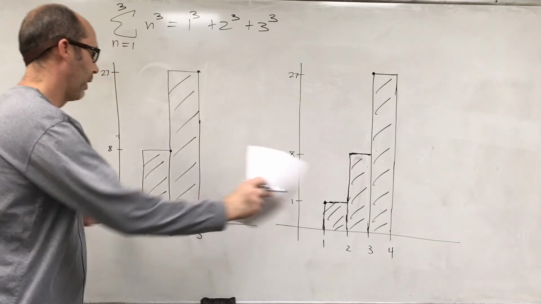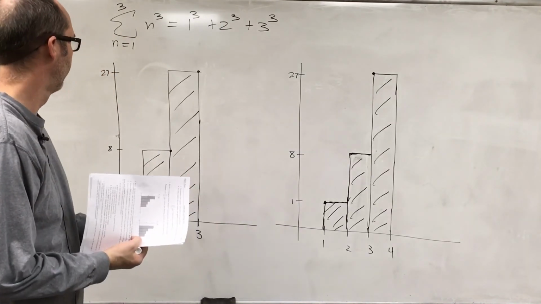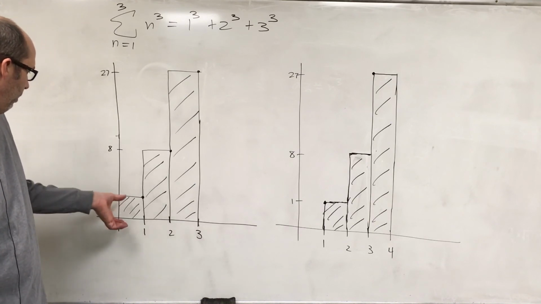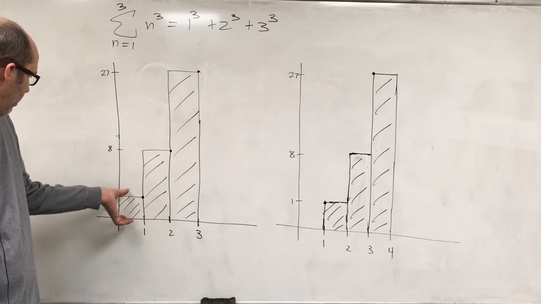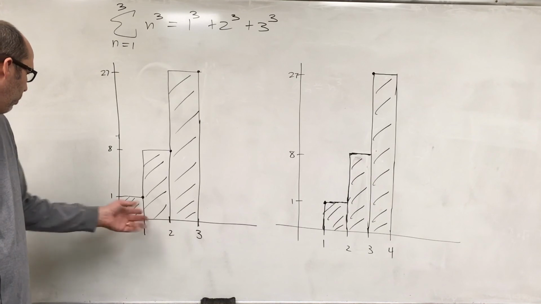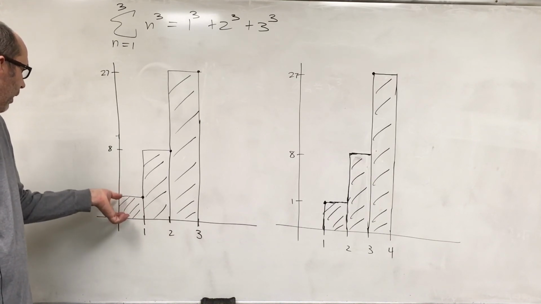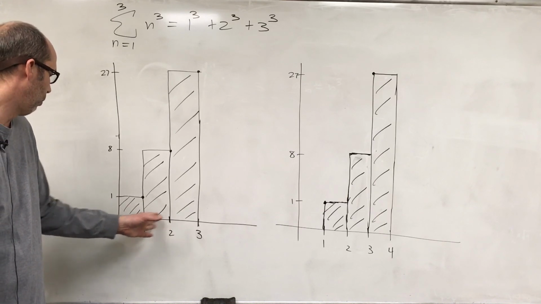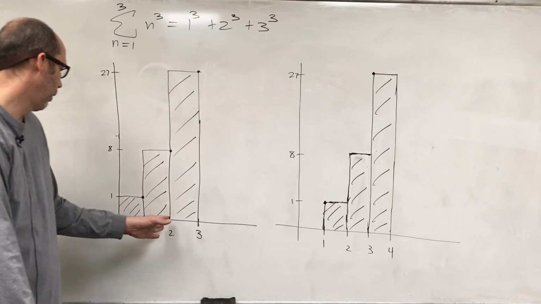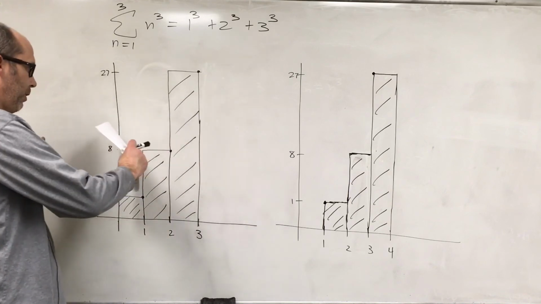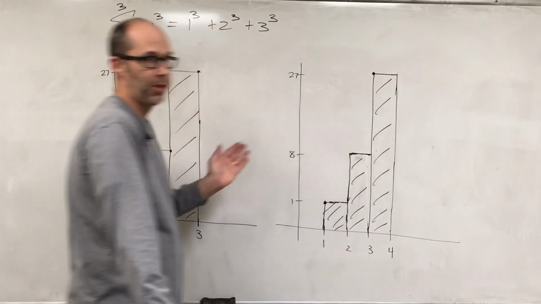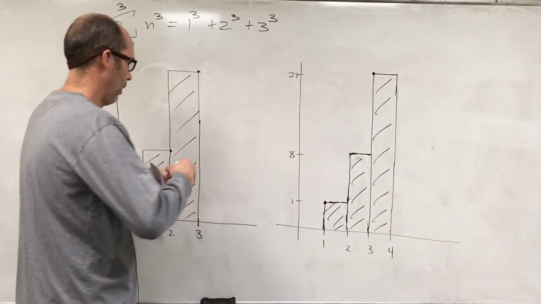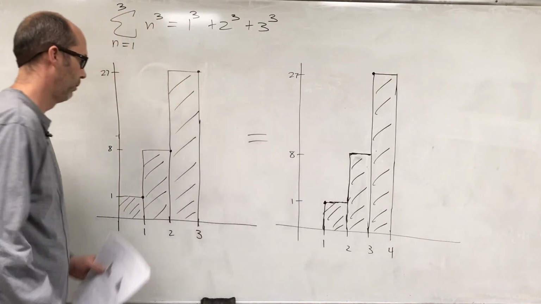Same thing, either way. Think about this: whether you have a rectangle of width 1 and height 1, width 1 and height 8, width 1 and height 27, whether you have it shifted here or shifted over, it still represents the same sum, the same amount. So I'm going to put equal: this is equal to that.